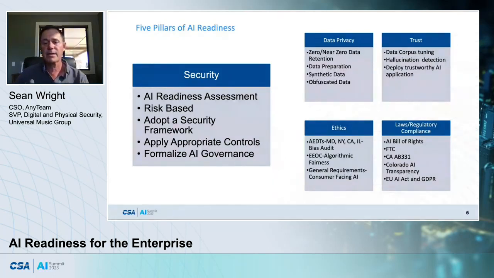Laws and regulatory compliance: AI Bill of Rights, FTC's coming out with a bunch of stuff, California AB 331, which is an amendment to the existing bill that's already in place, Colorado AI transparency, and the EU AI Act and GDPR. So these are all things that are really critical, actually, when you start looking at deploying AI technology into your environment. These are the 5 pillars that really should be focused on. There should be some representation for each one of these areas. But again, for the purpose of this discussion and for this presentation, we'll be focused primarily on the security aspects.